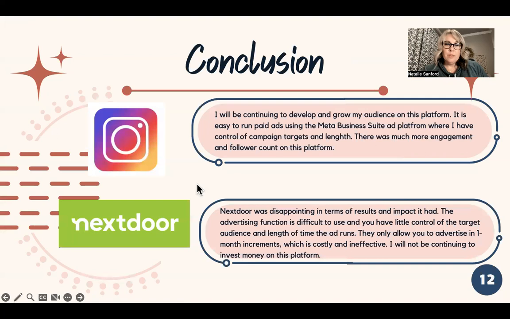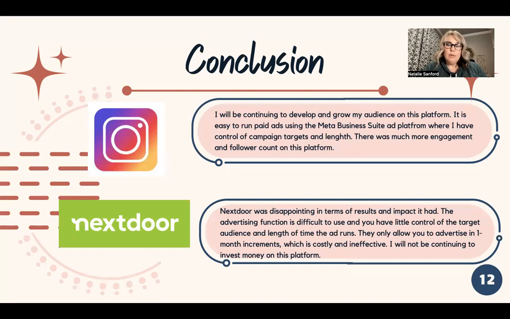And then in conclusion, what I came to the conclusion of is that Instagram was much more successful, much more user-friendly. The ads were much easier to use with the Meta Business Suite because it pairs up with your Facebook. And so I already have control over that with my existing Facebook page. And so I can really narrow in the target goals and the campaign details and get a lot more detailed analytics on that. And so I like the use of that better.